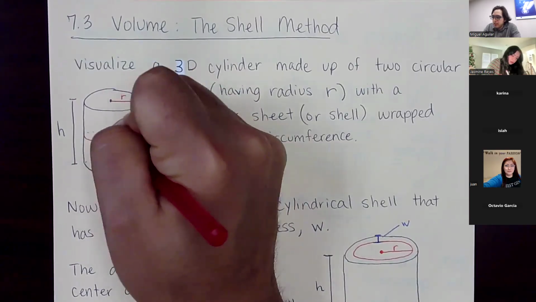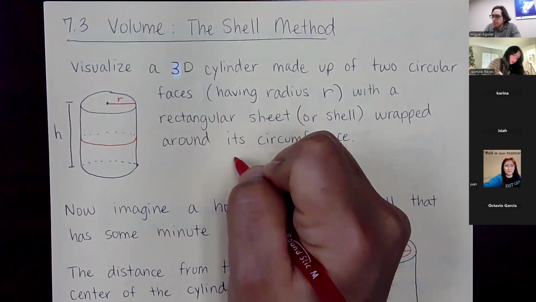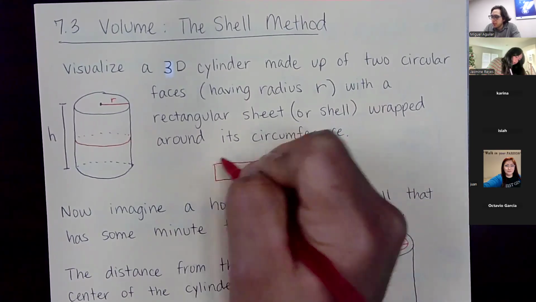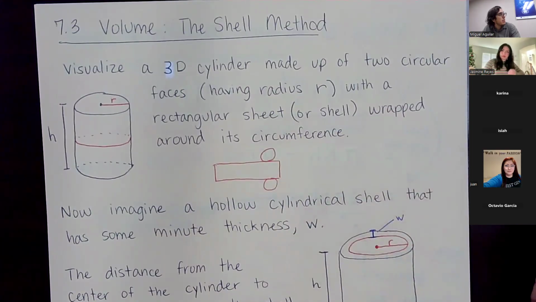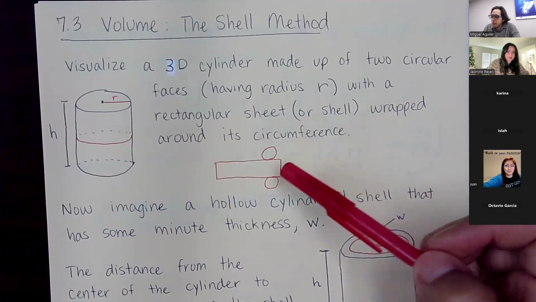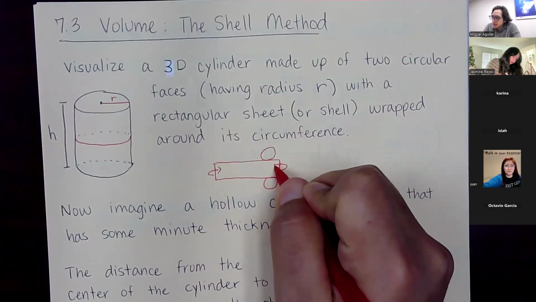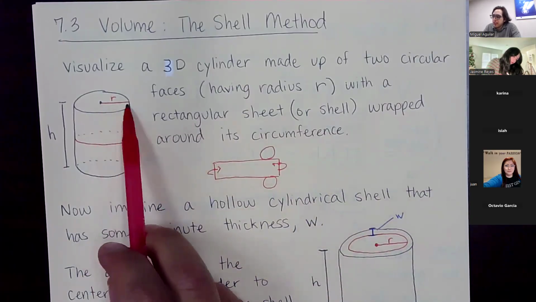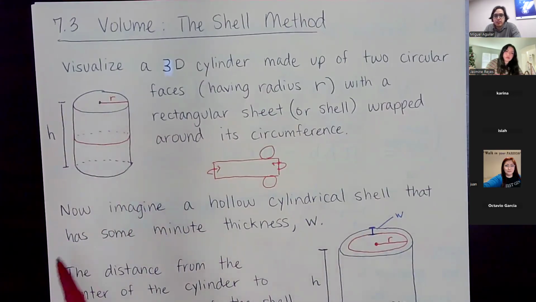Sometimes you'll see an unfolded version of a cylinder drawn like this, where you have that rectangular sheet and then two circles above it. If you were to roll that sheet around, you would get that cylinder, right? Make these guys touch. So we can think about the cylinder as having some sort of radius and some sort of height, and that can help us find the surface area of that cylinder.